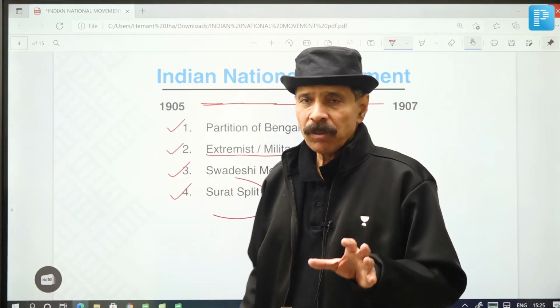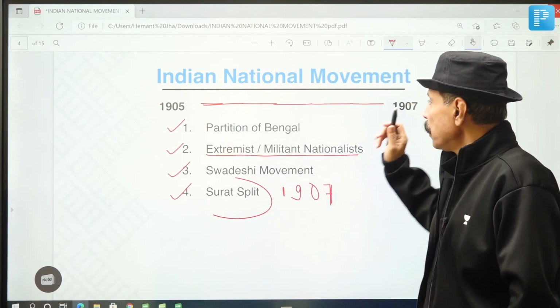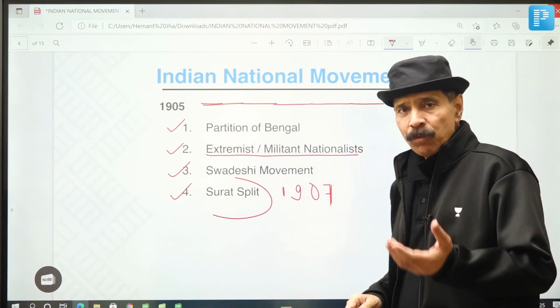So this is all about the Indian national movement 1905-1907. Now let's move further.